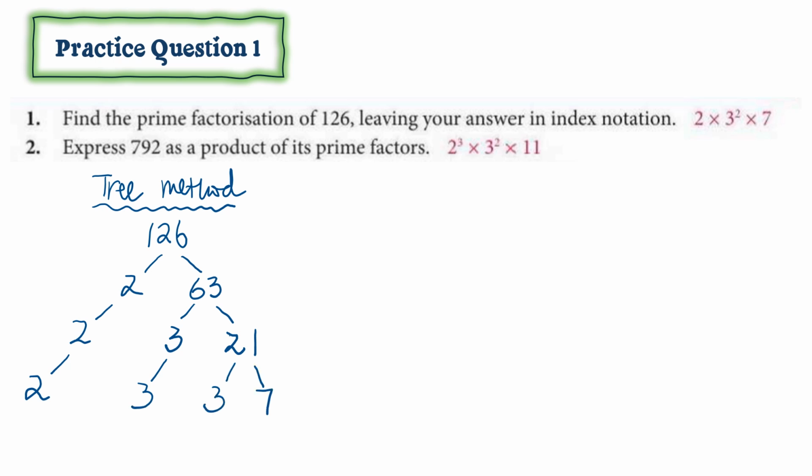Alright, so now we look at the final answer. You'll see that the numbers 2, 3, and 7 are all prime numbers. So therefore, the prime factorization of 126 will be 2 times 3 squared times 7.